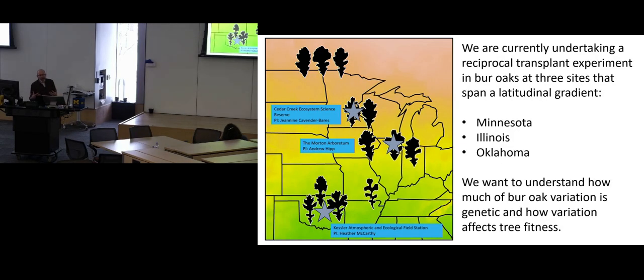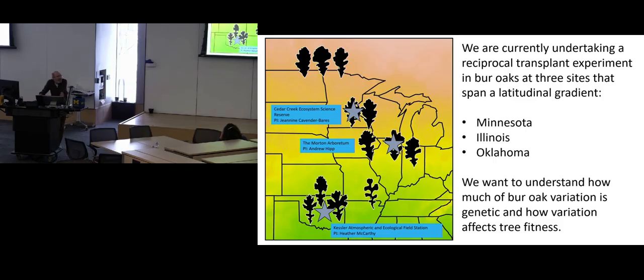So what I'm going to talk about now is this reciprocal transplant experiment, this set of common gardens that we're undertaking in bur oaks at 3 sites that span a latitudinal gradient from Cedar Creek Ecosystem Science Reserve at University of Minnesota to the Morton Arboretum, where I'm based, down to Oklahoma at the Kessler Atmospheric and Ecological Field Station.